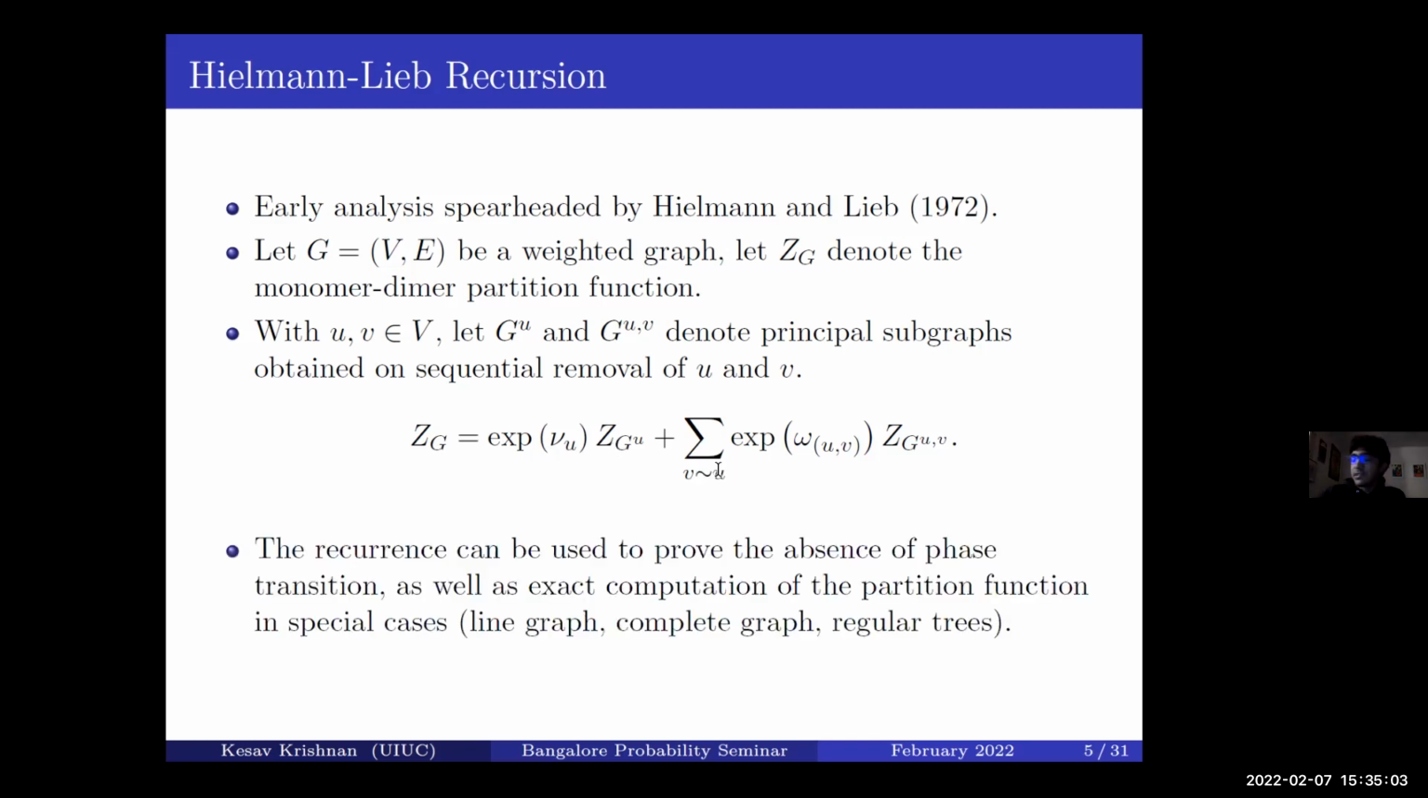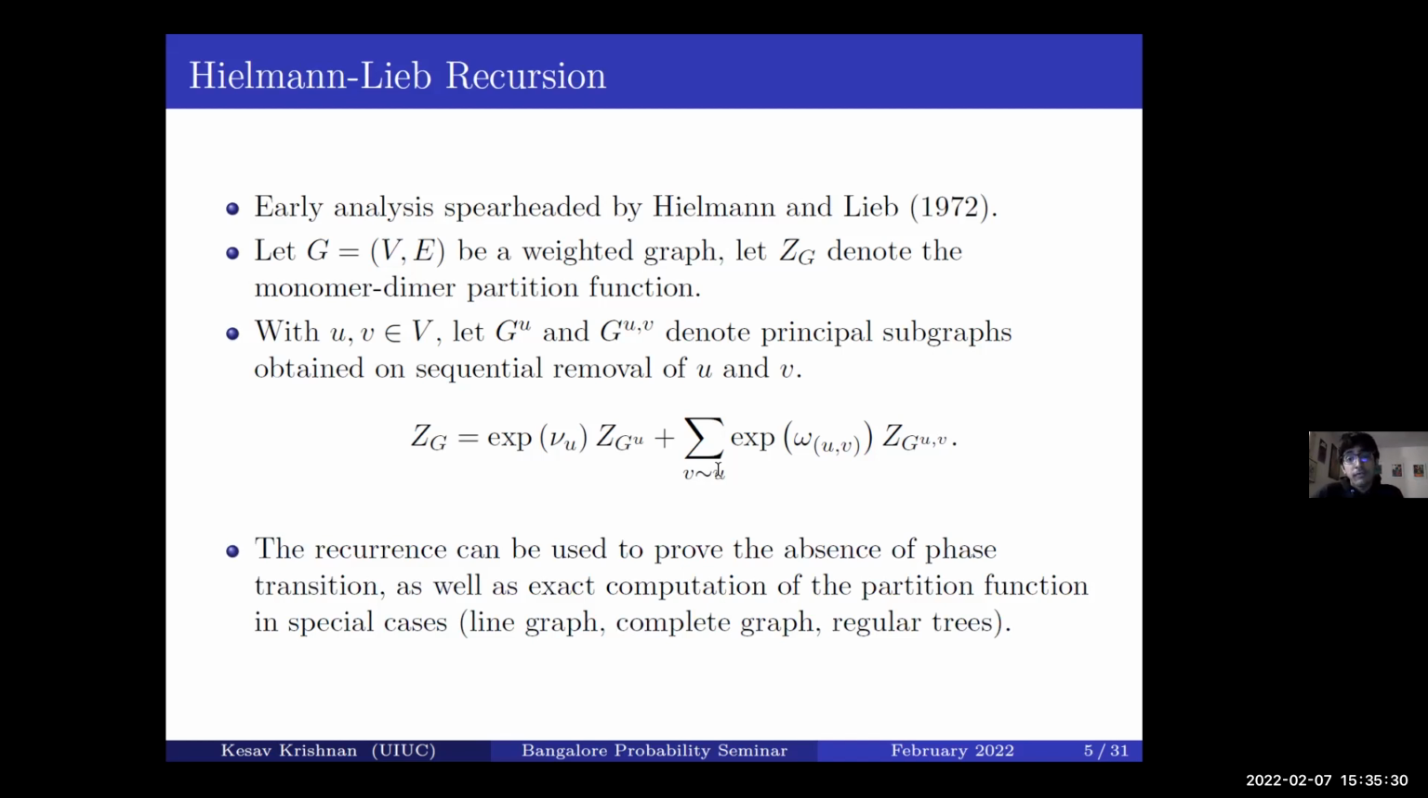The recurrence can be used to prove the absence of a phase transition, and in many cases, it can enable you to exactly compute the partition function. For instance, in the case of a line graph or a complete graph with constant weights, this recurrence will become a 3-term recurrence, and so it will admit a determinantal formula. In the line graph, for instance, the partition function can be expressed in terms of the Chebyshev polynomials.